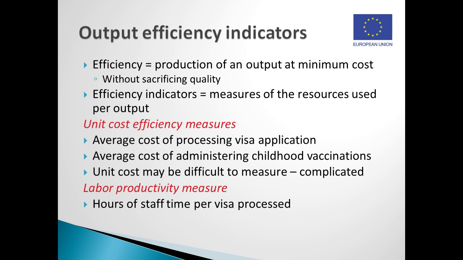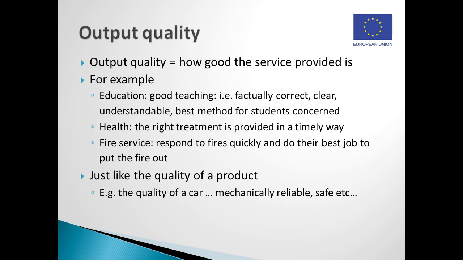And it's for that reason that other types of output efficiency indicators can often be worth looking at. One of those is what's known as a labour productivity measure. A labour productivity measure is simply a measure of, on average, how much staff time input is required to deliver a unit of output. And an example would be the average number of hours of staff time taken per visa processed. Output quality indicators are the third type of output performance indicator.